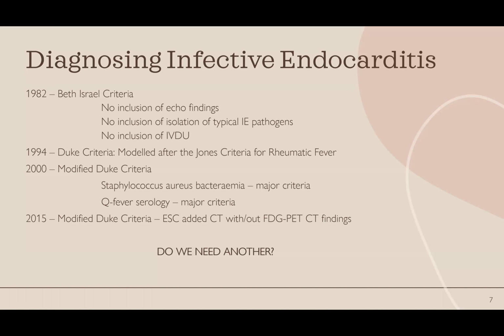In 1994, the Duke criteria was created, and it was modeled after the Jones criteria for rheumatic fever. In 2000, the Duke criteria was modified, and just a few things were actually changed, and one of them was Staph aureus bacteremia was included as a major criterion, and Q fever, Coxiella serology was also included as a major criterion at this point in time. Then in 2015, Duke criteria was modified again, and the ESC actually added CT findings with or without FDG PET CT findings consistent with infective endocarditis.